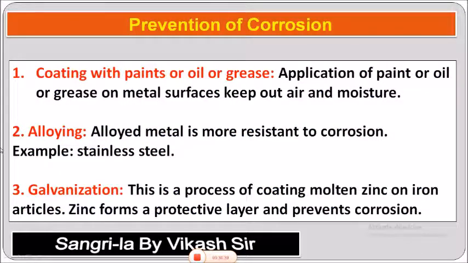So by applying this process, you can prevent corrosion. First, coating with paints or oil or grease. Second, alloying, and third, galvanization. Coating with paints or oil or grease: application of paint or oil or grease on the metal surface keeps out air and moisture. In the alloying process, the alloy metal is more resistant to corrosion, for example, stainless steel. Galvanization is a process of coating molten zinc on an iron article. Zinc forms a protective layer and prevents corrosion.